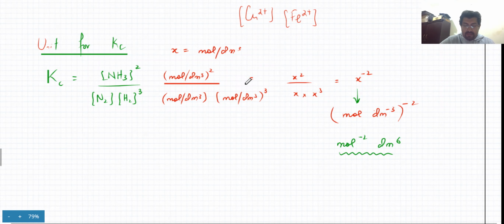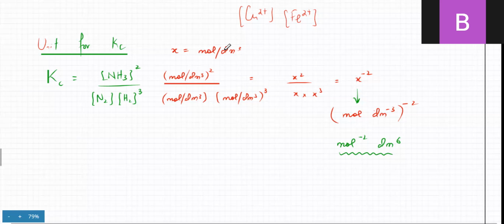Probably you must have done similar things in physics. Yes, I understood it. But the easier way is that instead of mole per dm cube, use x, because you can make a lot of mistakes. So it's x squared divided by x into x cube. You simplify this. It's easier to simplify.